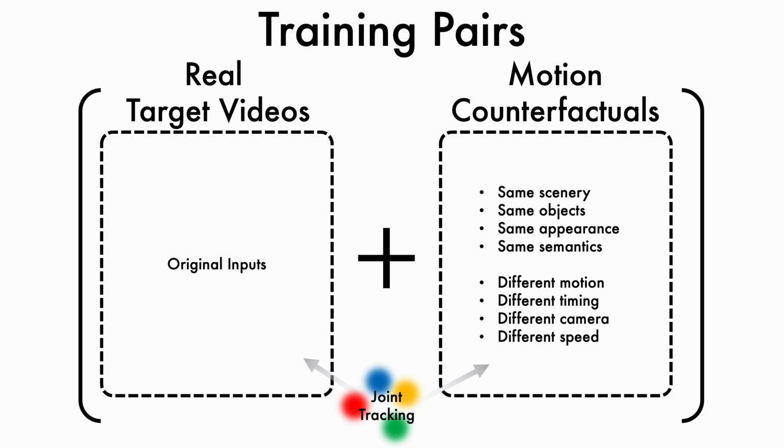To train this model, we need pairs of real videos and motion counterfactual videos. A motion counterfactual is a video that has the same scenery, the same objects, the same appearance, and the same semantics, while differing only in motion, which includes timing, the camera, a different video speed, or an object moving in a different way. And they must be both jointly trackable. So there must be some way to create point correspondences between this input video that comes from our dataset and the motion counterfactuals, which we have to make somehow.